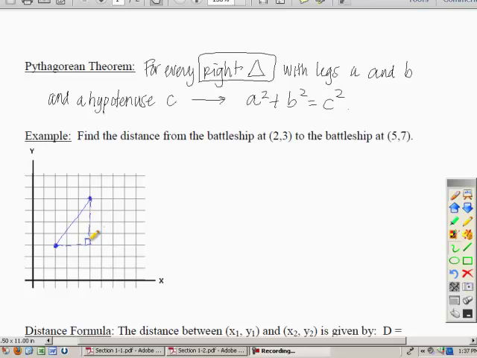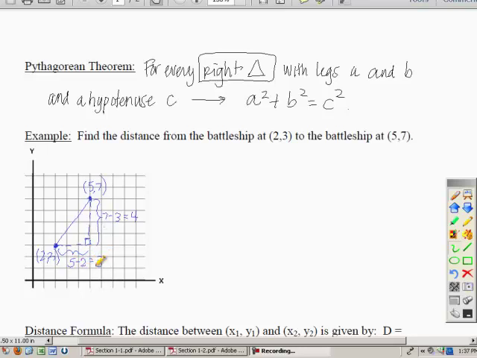Given again, this is the point 5, 7. This is the point 2, 3. So we're going to make a right triangle. In order to get this distance, we subtract the y values. So 7 minus 3, this distance then is 4. To get the distance here, because we're going horizontally, we're going to subtract the x values. So 5 minus 2 is 3.